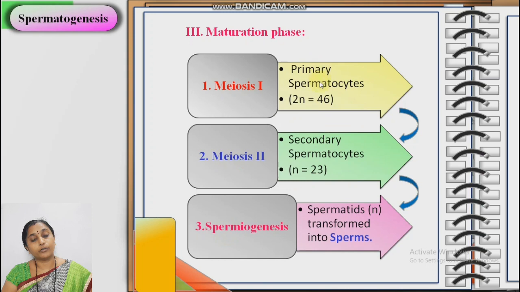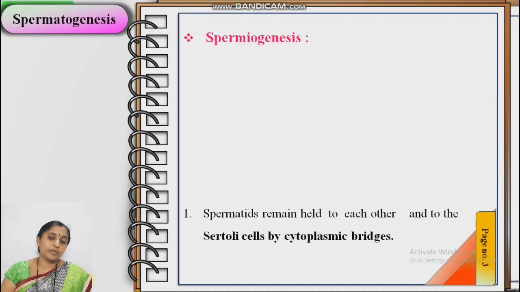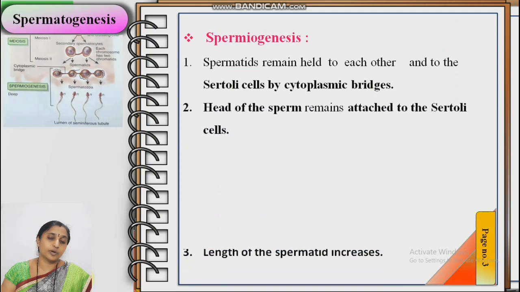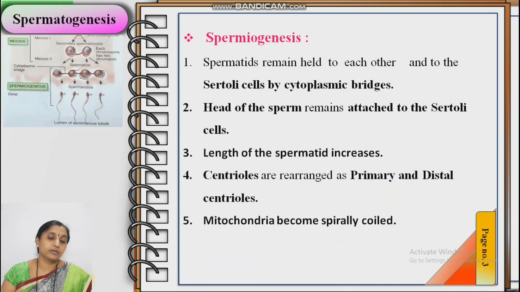These diploid primary spermatocytes undergo meiosis 1 to form the secondary spermatocytes, which are haploid. Secondary spermatocytes undergo meiosis 2 and form the spermatids, which transform into sperms. That process is known as spermiogenesis. Description of spermiogenesis may be asked in board questions, for 2 marks.